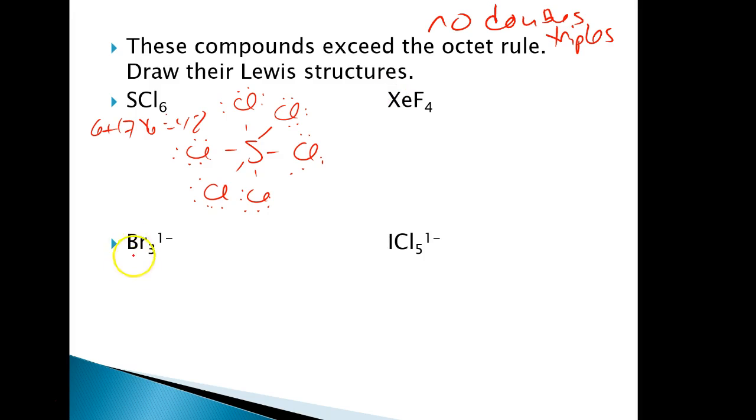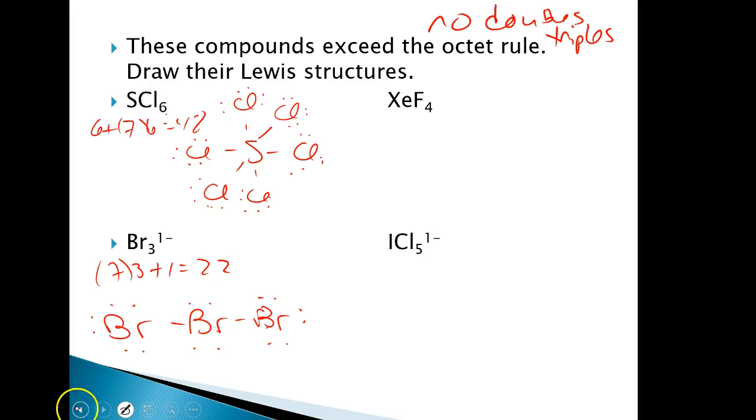And so BrF3, no, Br3 minus: 7 times 3 plus 1 is 22. Br, Br, and Br. So Br in the middle. 8 electrons on everything. Well, that adds up to 20, and I need to have 22. So what I'm going to do, go back, is I'm going to kind of erase that a little bit. Oops, I erased the Br as well. And I'm going to put the extra electrons as a lone pair on my center atom.